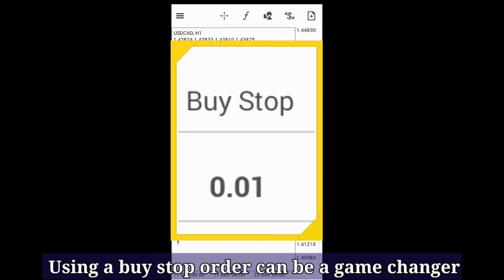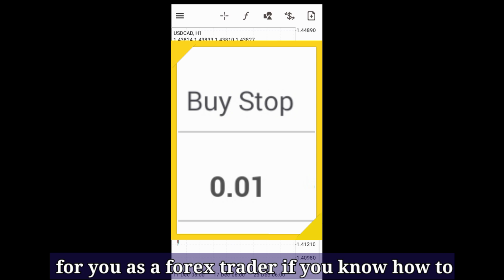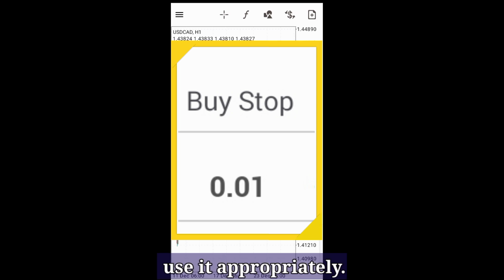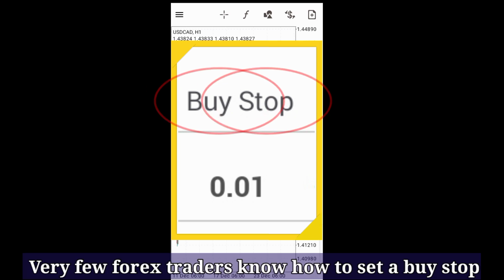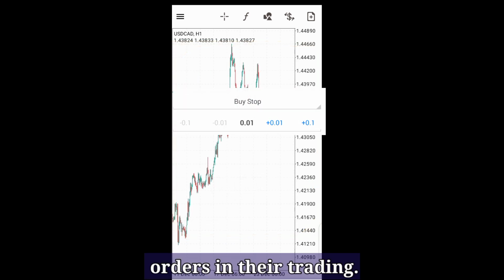Using a buy stop order can be a game changer for you as a forex trader if you know how to use it appropriately. Very few forex traders know how to set a buy stop, and very many have never used buy stop orders in their trading.